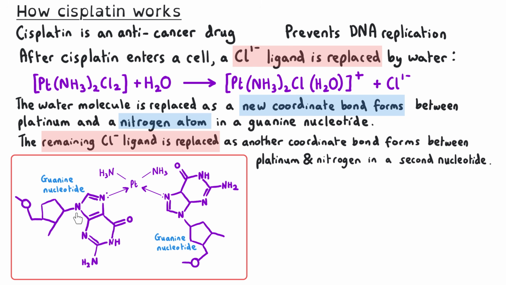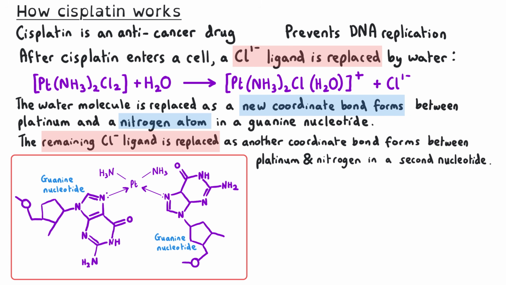guanine nucleotides. Here's the guanine base and the deoxyribose sugar and the phosphate group in one strand of DNA, and then in another strand of DNA we have a new guanine nucleotide with a further coordinate bond forming between a nitrogen atom and the platinum.